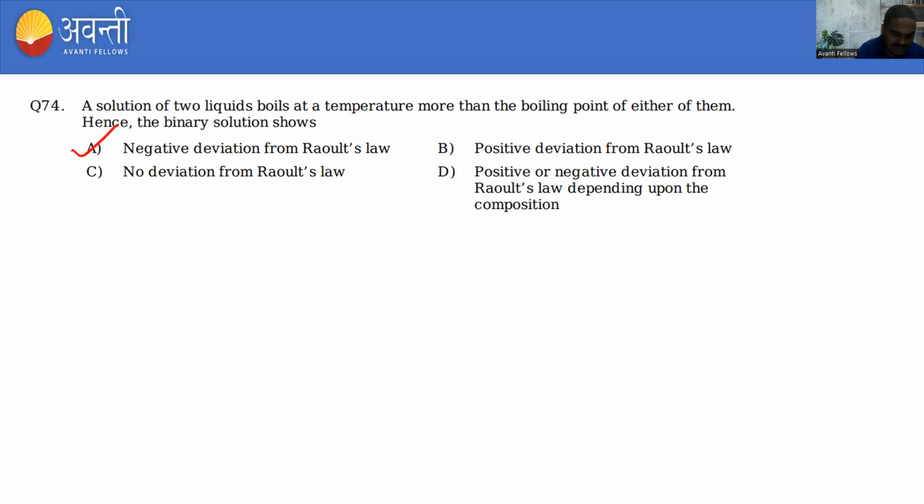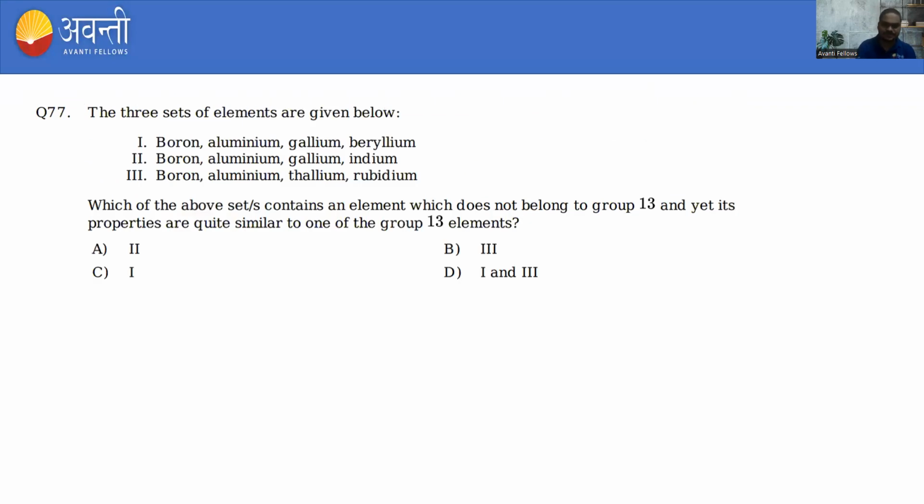In a mixture with negative deviation from Raoult's law, the vapor pressure is lower than would be expected from Raoult's law, which produces a boiling point higher than expected. So we can say that this will show negative deviation from Raoult's law. Move to the next question, beta.